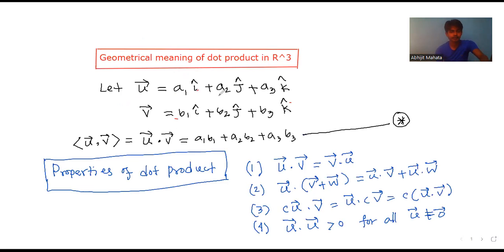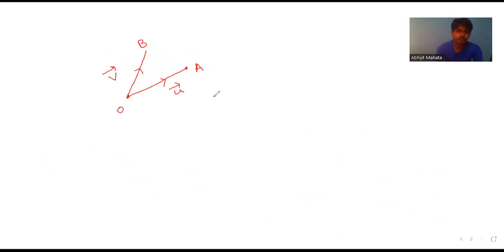Okay, and let's say this is our v vector basically. So let's say this is point A, this is point B. u and v are of course the previous vectors. The u vector has components a1, a2, a3, and the v vector has components b1, b2, b3. Now, of course, we can create this vector A to B, this vector basically from here to here.